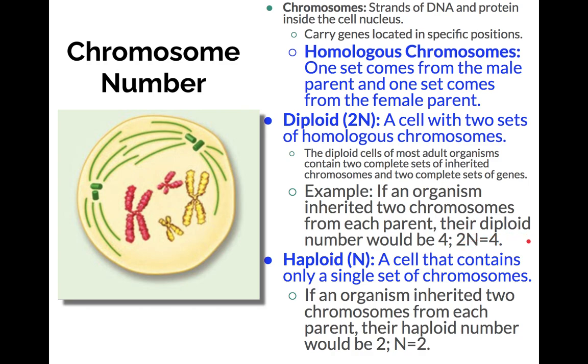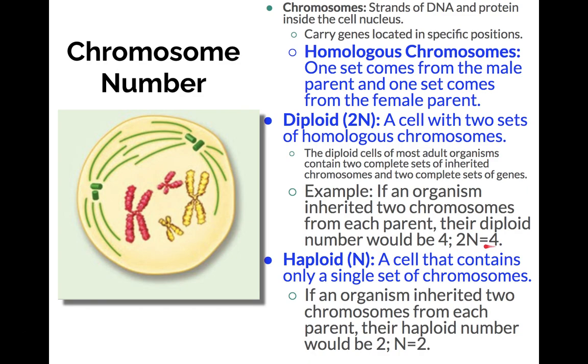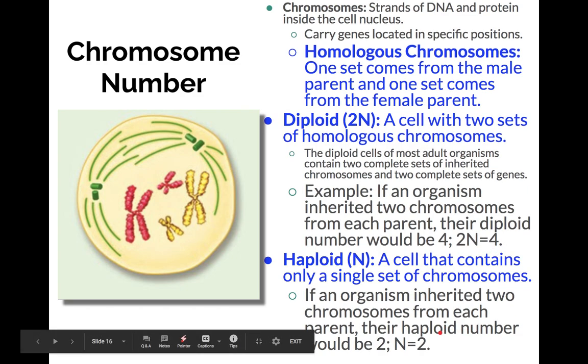Haploid is a cell that contains only a single set of chromosomes. If an organism inherits 2 chromosomes from each parent, their haploid number would be 2, or n equals 2. So if you just divide this number 4 by 2, that gets you the haploid number. So if you know the diploid number, you can find the haploid number and vice versa.